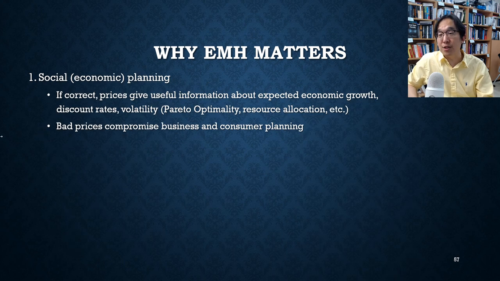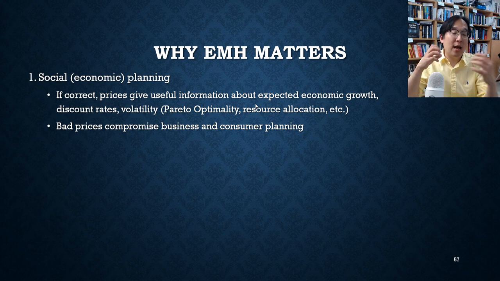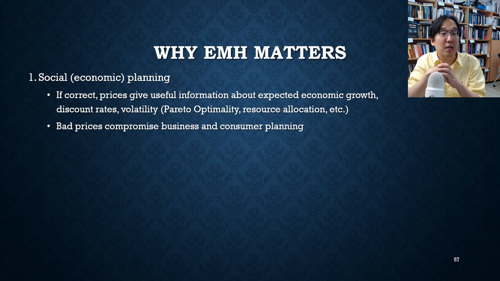Central planner's perspective, social planner's perspective, I'm sorry. If correct, prices give us useful information about expected economic growth. So with that price mechanism already reflecting information, our expectation about the future, we can back solve it. You observe the price and we can infer what the market participants are perceiving right now. So what can we do with it, right?